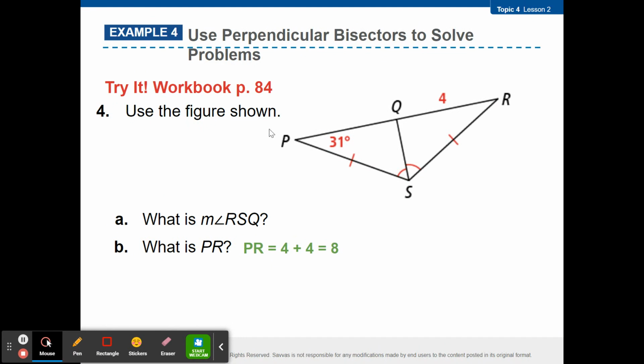So it says use the figure. I'll give you PR after you figure it out. But what is the measure of angle RSQ? So here's R, S, Q. They're asking, what is that measure?